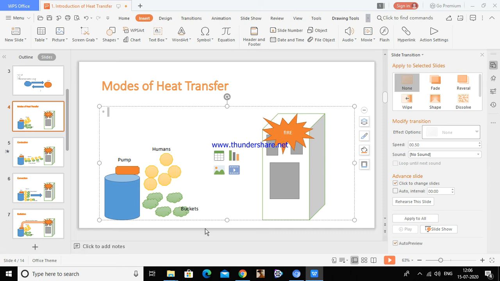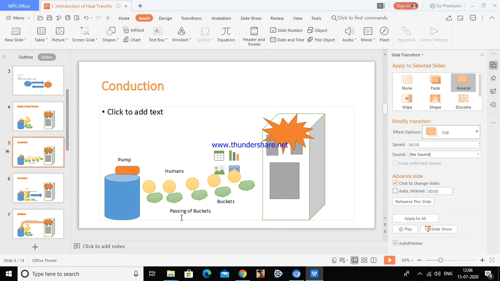For the first case, the humans take the buckets, make one line, and pass the water-filled buckets up to the building. This process is known as conduction. How? Let us see. Consider that buckets are nothing but the electrons, and the humans are nothing but the molecules or particles of that solid, or crystals of that solid.